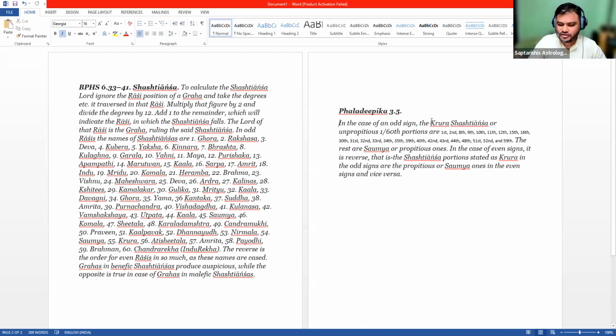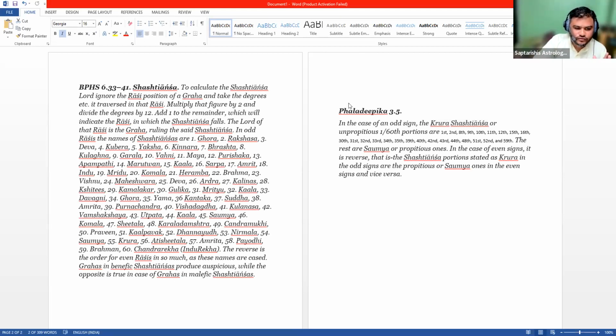Krura Shashtiamsha. This is what we need to understand. Krura Shashtiamsha means malefic Shashtiamsha. There are two categories of Shashtiamsha, malefic and benefic. So any planet placed in Krura Shashtiamsha can give you health trouble. Clear? Easy? I will repeat it one more time.